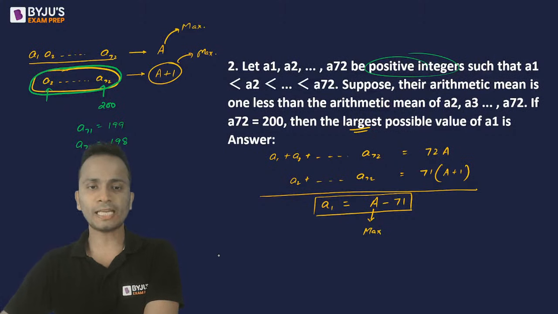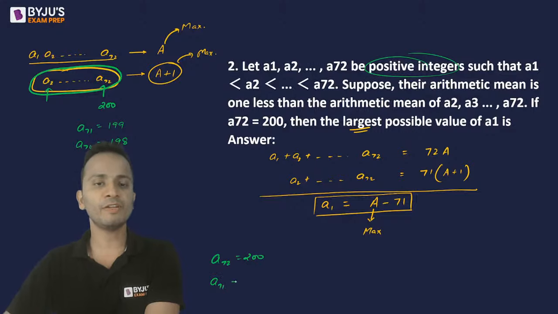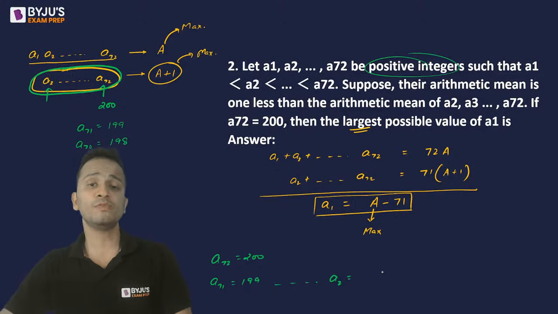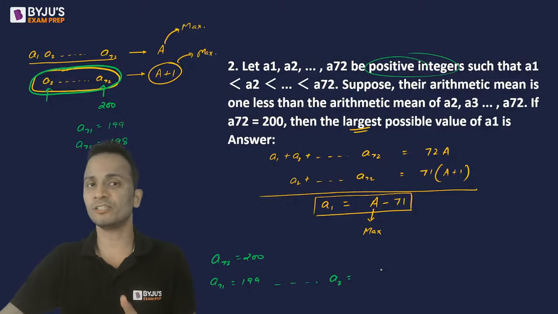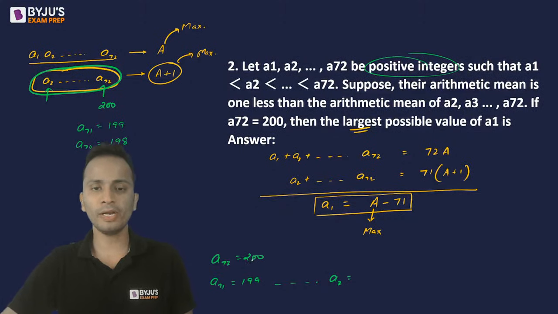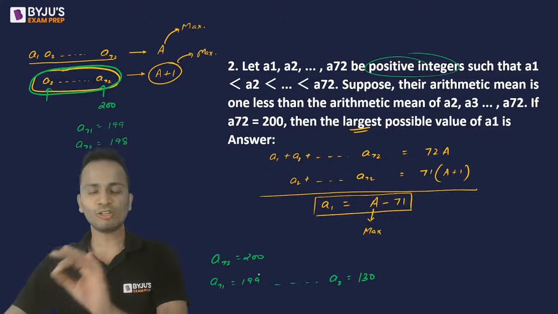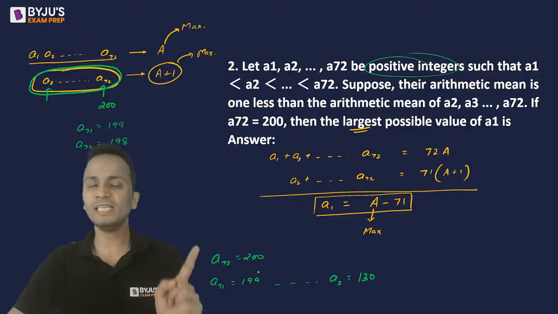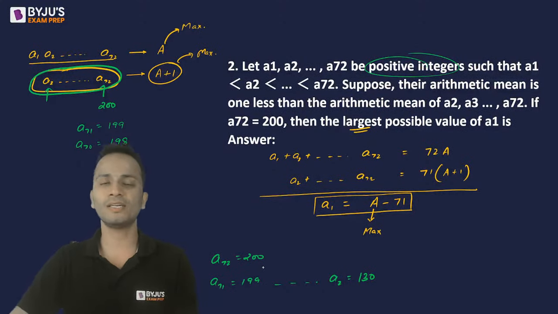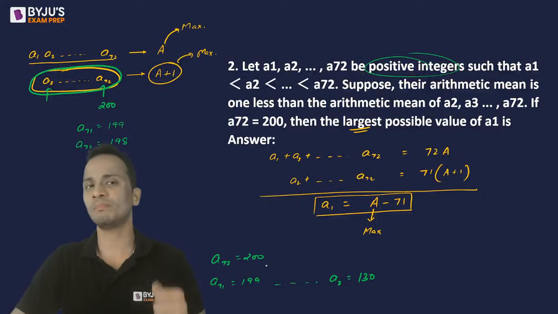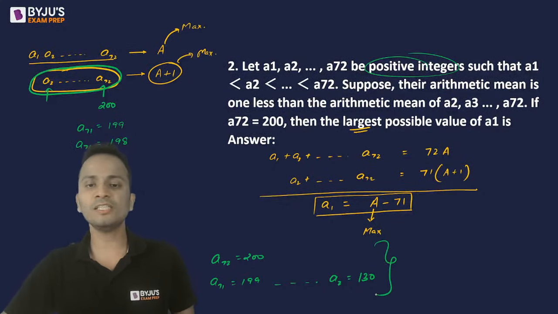Right? So I can just say that A72 is 200, which is given. Maximum value of A71 will be equal to 199, and so on. I can say that in that case, if all these values are consecutive integers in decreasing order, the value of A2 will be how much? The value of A2 will be 200 minus 70, that is 130. So the value of A2 will be 130. So now starting from A2 up till A72, these are consecutive integers 130, 131, 132, 133, 134 and so on up till 200. Okay. So if I consider these values, then I'll be able to find out their average.